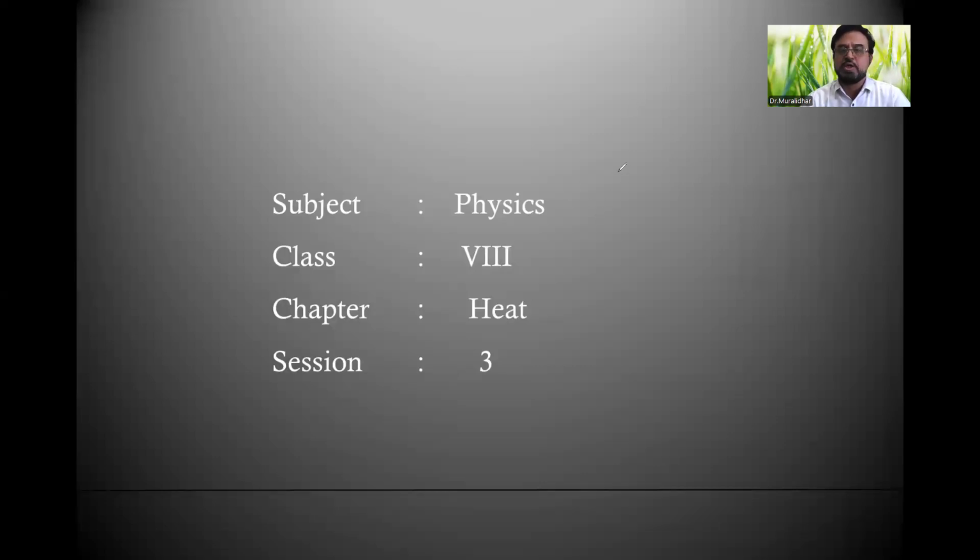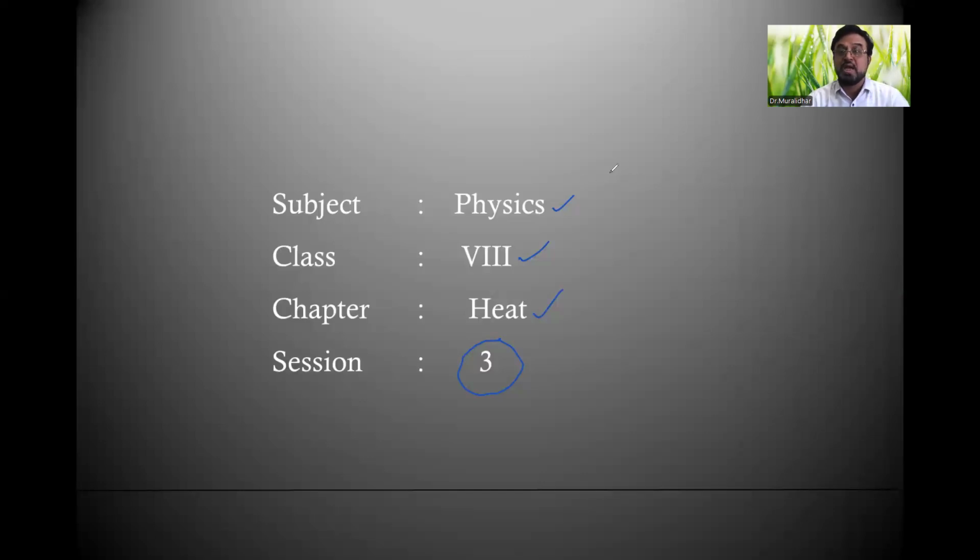As you can see on the screen and you are well aware, my subject is physics. We are in class 8, our ongoing last chapter, heat. We are entering session number 3. So far we completed 2 sessions in understanding the basic concept of heat. We'll continue where we left in the last class.